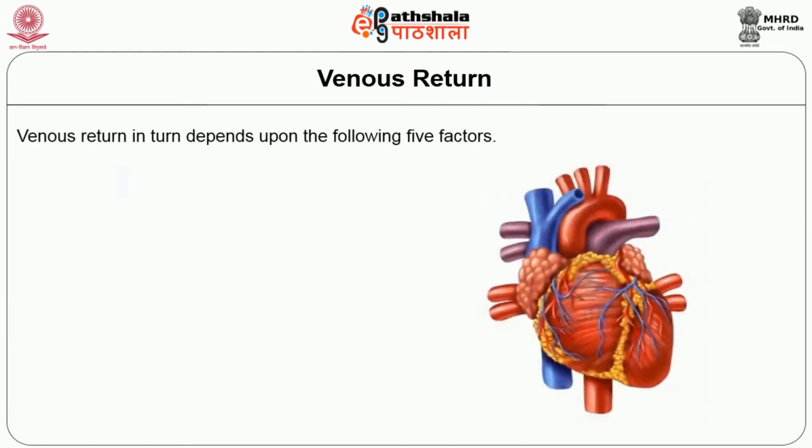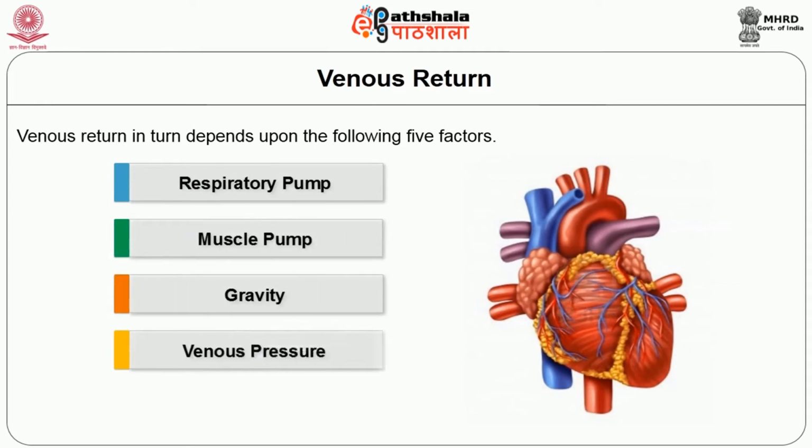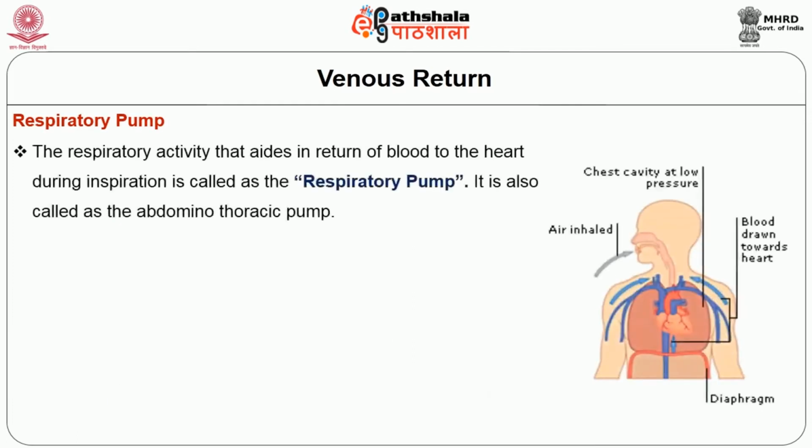Venous return in turn depends upon the following 5 factors, namely respiratory pump, muscle pump, gravity, venous pressure and sympathetic tone, which we will discuss one by one. Number 1, respiratory pump. The respiratory activity that aids in return of blood to the heart during inspiration is called the respiratory pump. It is also called the abdominothoracic pump.